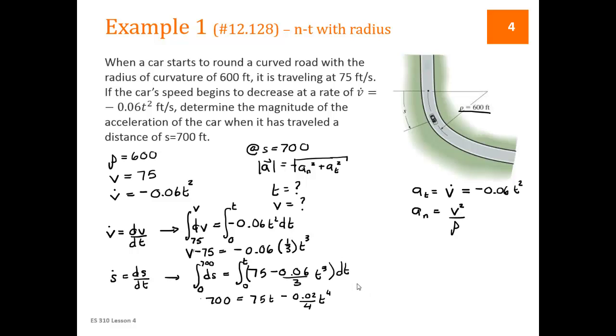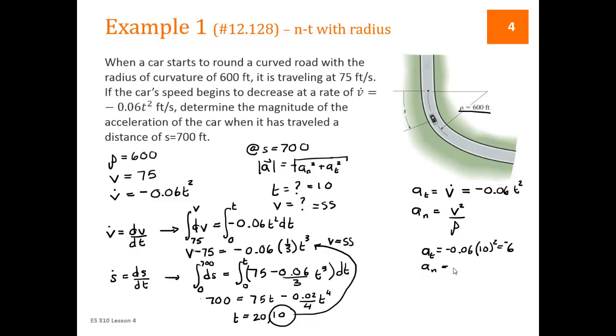If we plug this into your calculator, you're going to get a t of either 20 or 10. Well, what's the first time this happens? It'll be 10. So we're going to pick the smallest one. So t is going to equal 10. V then, if we plug in 10 up here, v is equal to 55. Then we can plug things in up here, so we get a_t equal to negative 0.06 times 10 squared, which gives us negative 6.